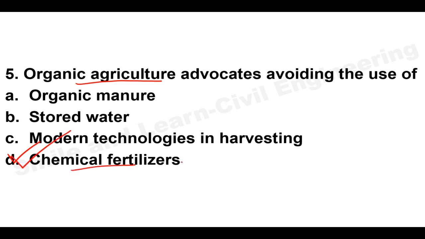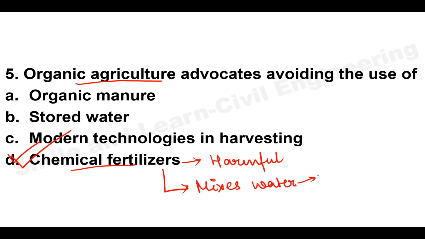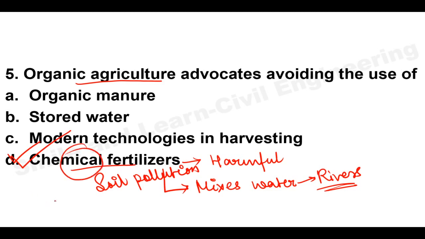Option D. These chemical fertilizers are harmful because they mix with water, and when this water is dumped into a river or anything, they cause water pollution and also soil pollution. This is the reason why people adopt organic agriculture, or why we should adopt it. Also these chemical fertilizers are harmful for our health. If we consume them, they are harmful for our health. So the correct answer is option D.